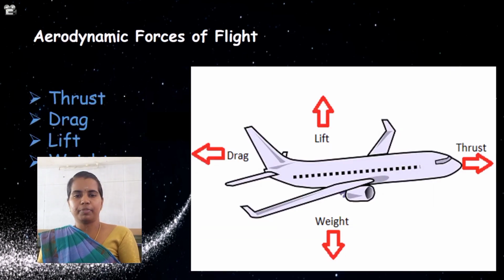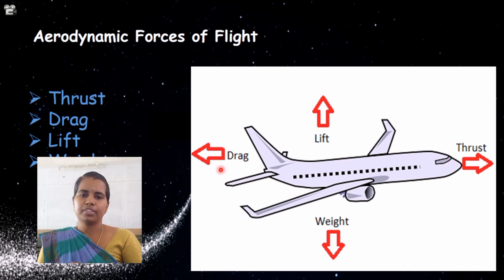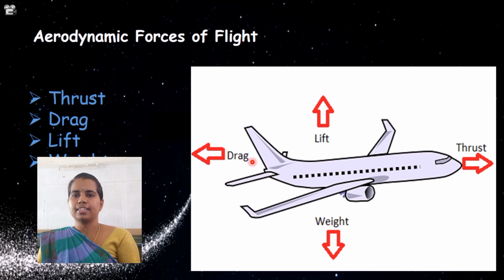In this lecture series we will discuss the forces on the flight. Everything on the earth has forces acting on it, which may be upward, downward, or sideways. In the same way, a flight also experiences four forces. They are thrust, which is a forward force, drag, which restricts the forward motion, and lift and weight, which acts downward.